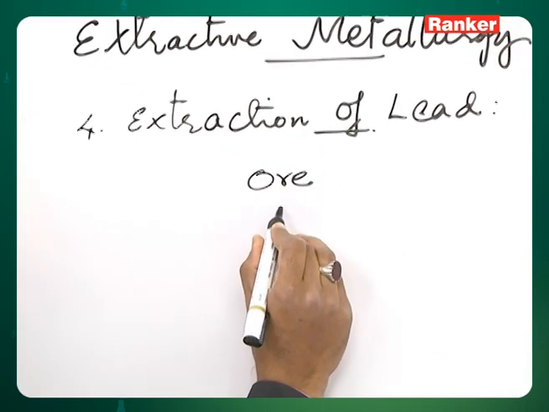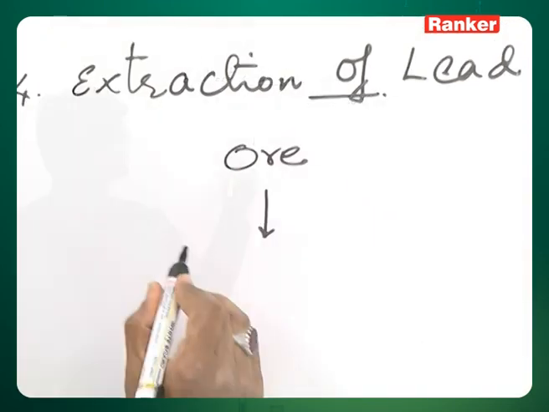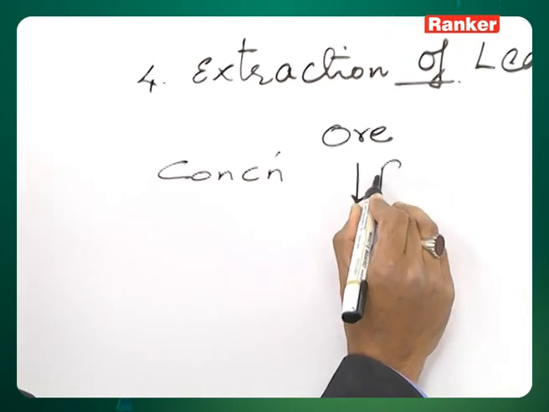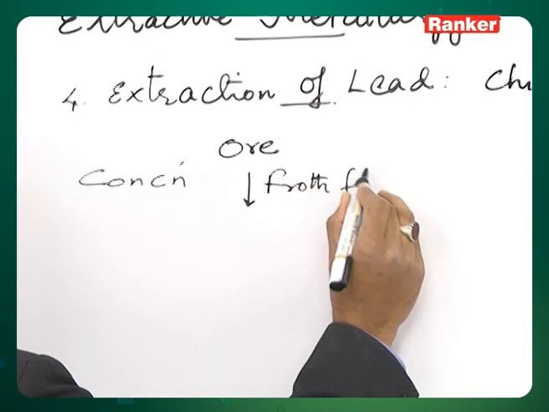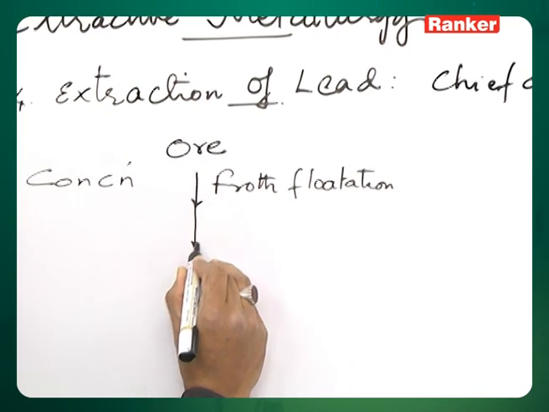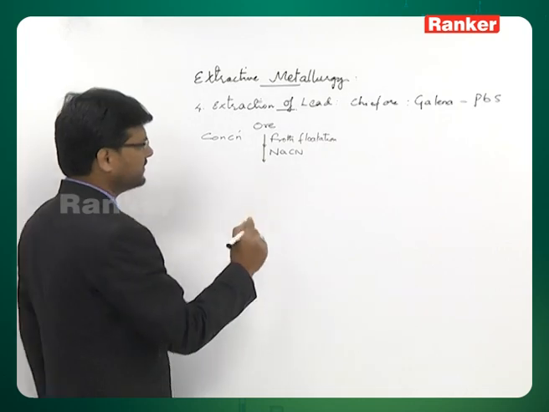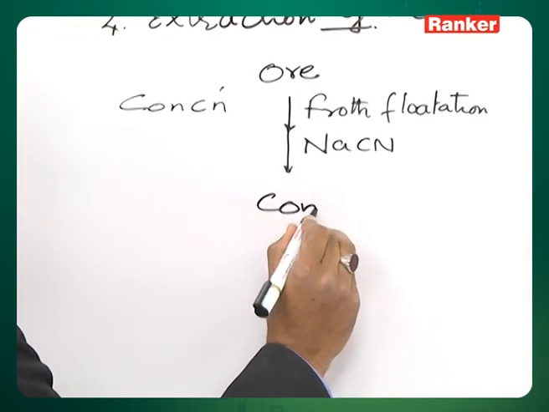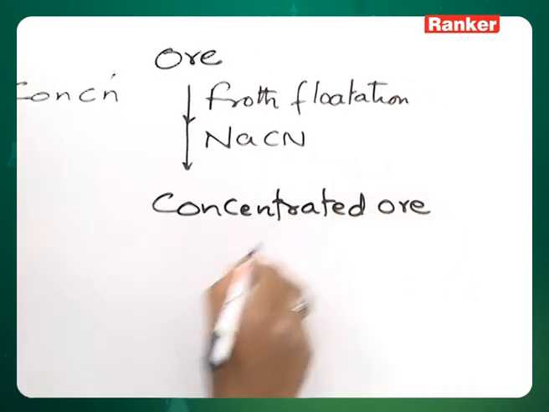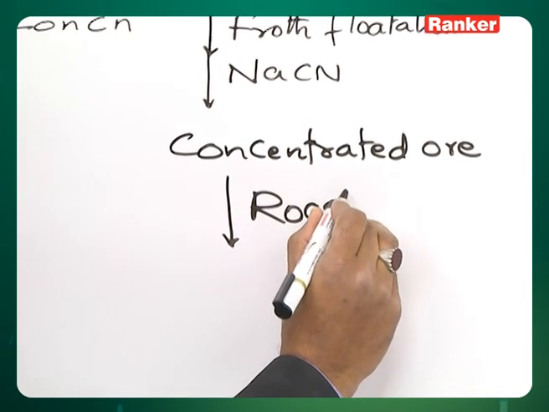We start from ore. The first thing we need to do is concentration of ore. Concentration of ore is done by froth flotation, and this should be done in presence of NaCN, and I'll talk about the role of NaCN after a short while. Then we have concentrated ore. This is then subjected to roasting.